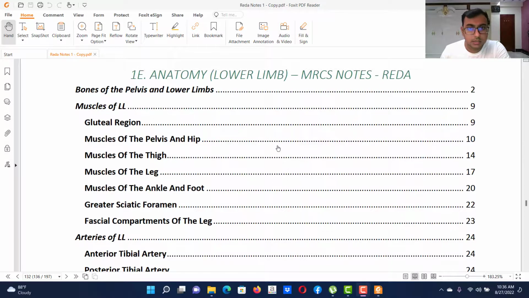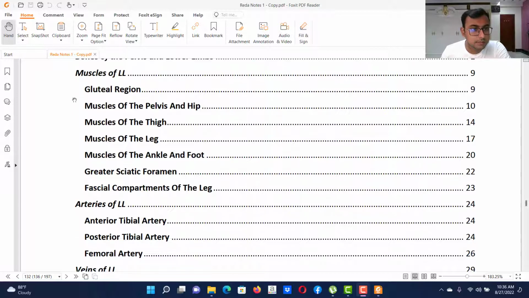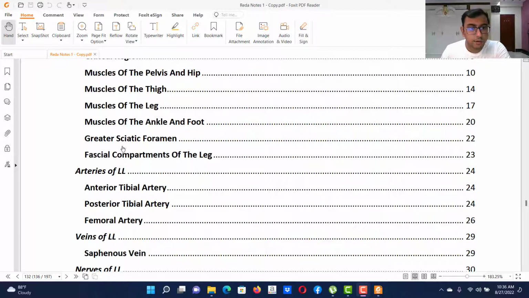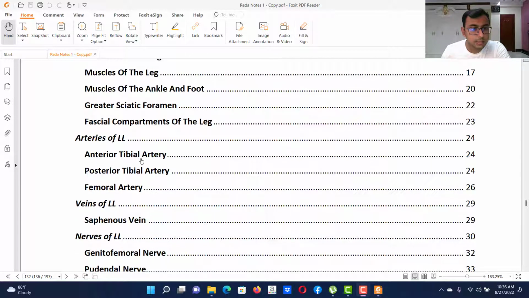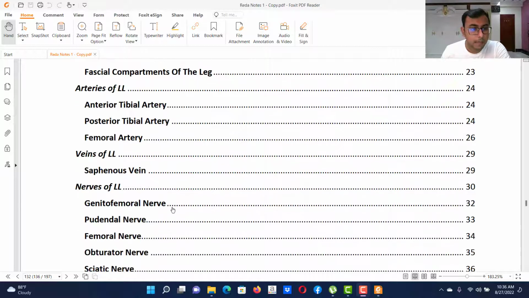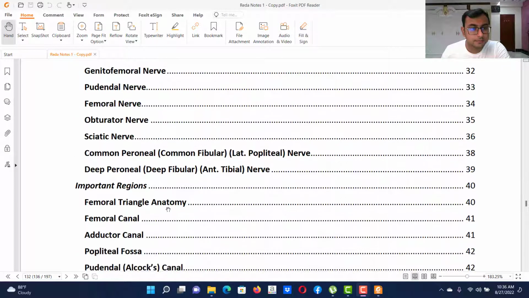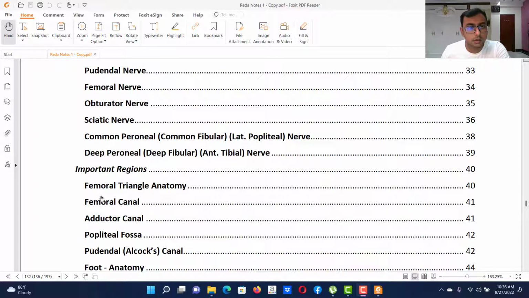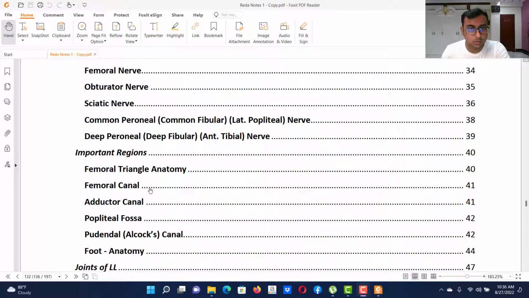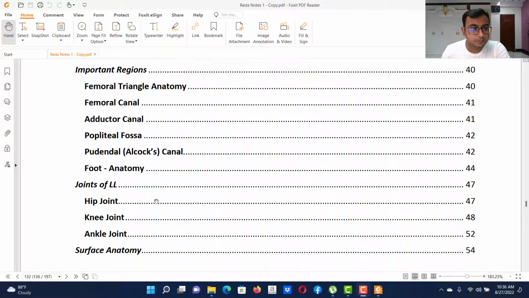Now here are the contents. First some bone parts, then the muscles. Now the muscles of the pelvis. So these are the names of the muscles and their nerve supply, which is important, and some foramens and the vascular supplies like artery, vein, nerves, and their distributions. And there are some important triangles or locations with various neurovascular structures along with their relationships, which is important.